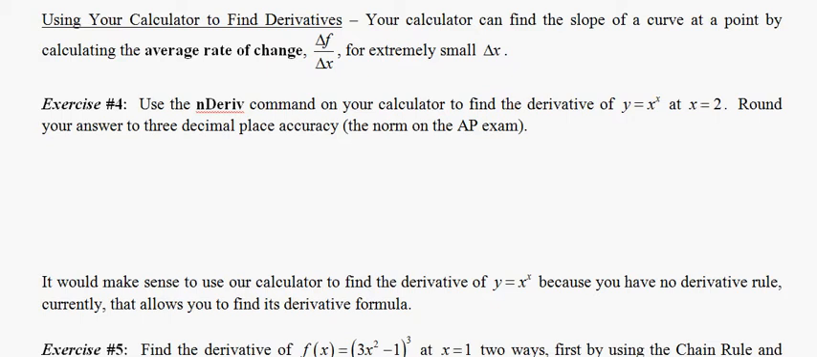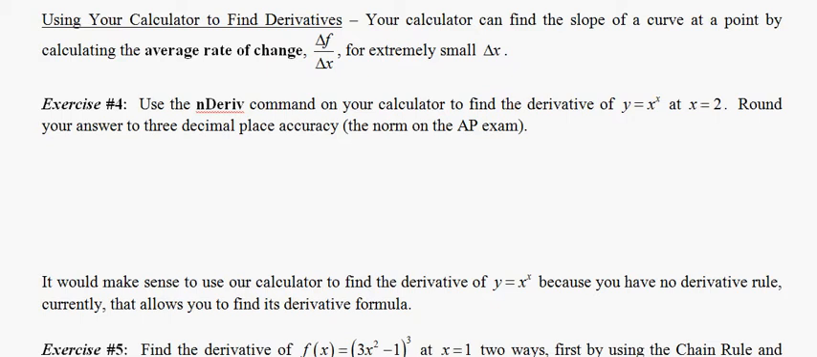Now, unless you have a much higher version of a calculator, like the Texas Instruments 89, you cannot actually find out that the derivative of x squared is 2x. You can't figure out the derivative formula. You can only find the value of the derivative at a particular value of x.